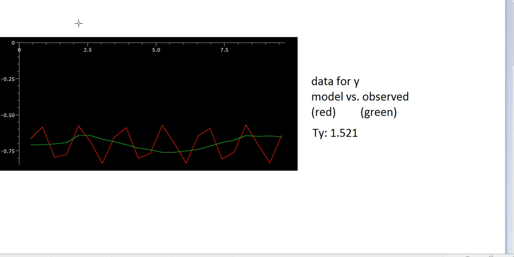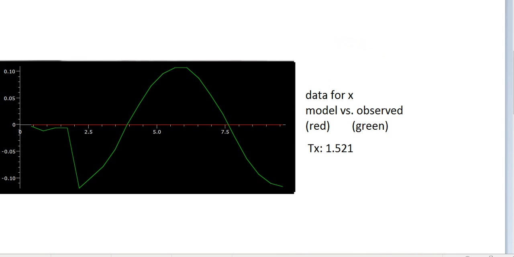Now I'm going to take a closer look at the graph for the y position. Here you see the red is the model, whereas green is the observed. You see that it's more up and down with the model, and the green is slightly less extreme. Again, the period is 1.521 seconds, and the data for x is a little more radical, not as uniform, because it's only taken into account position y in this. And so the time again is 1.52 seconds.